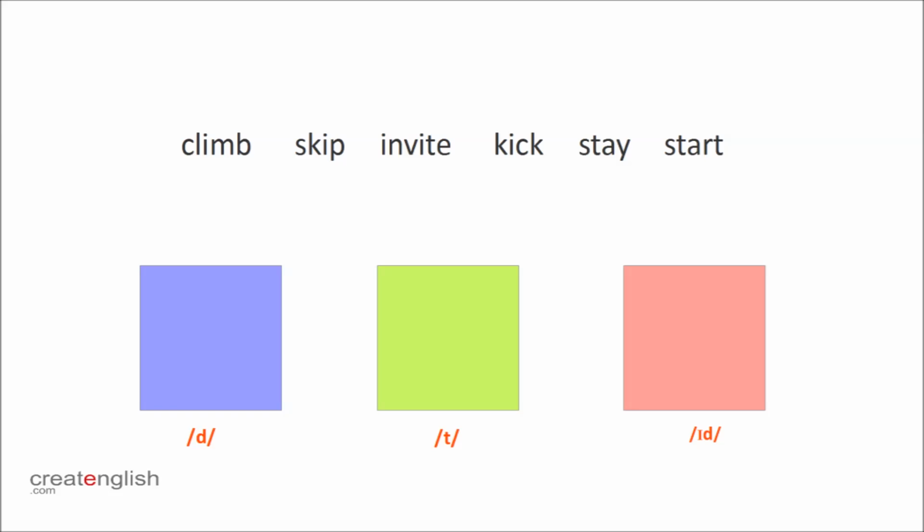Climbed. Okay, I find it very easy, so I'll put it in the first box. Skipped. To me this is uncomfortable. So, if I say t, like skipped, it becomes easy. So, I'll put it in the second box.